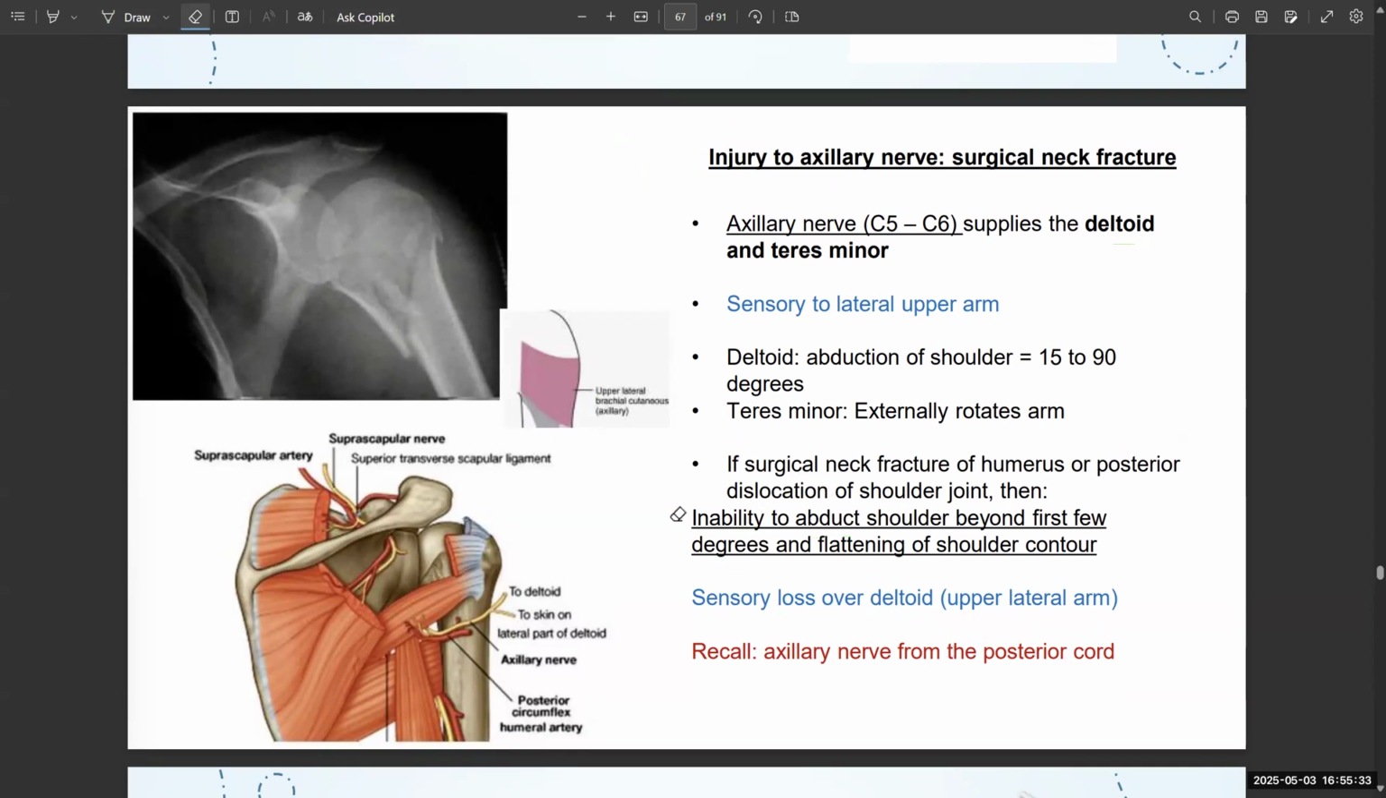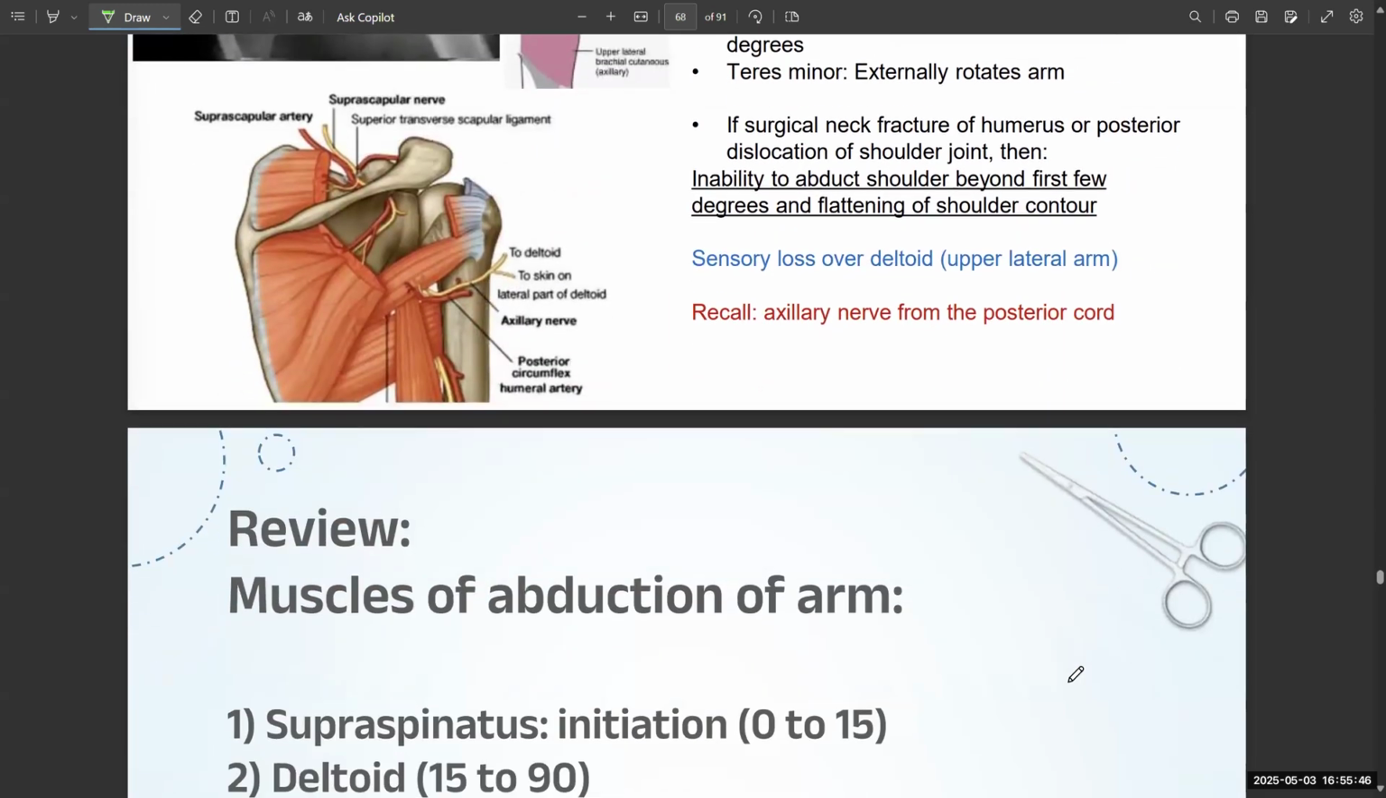By the way, the doctor said that this lecture is heavier than the lower limb nerve injuries, and so there will be more questions from this. That is why you have to make sure that you know everything properly.